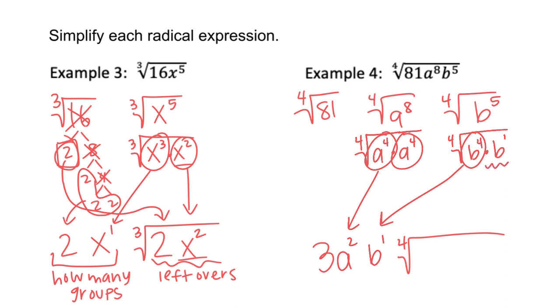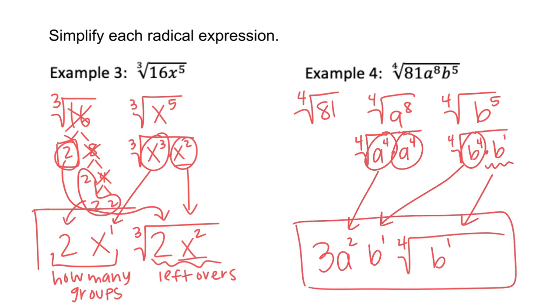But then this is a leftover. It's not another group. So that is going to stay exactly as it looks underneath that root. And this is our answer. We can box both of these in. That is as much as we can possibly do. All right, let's keep practicing that.